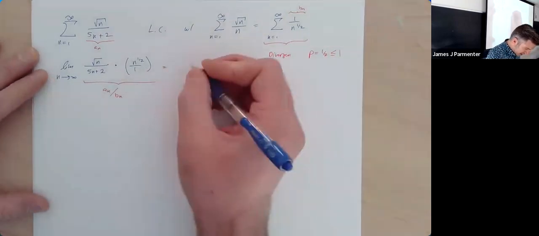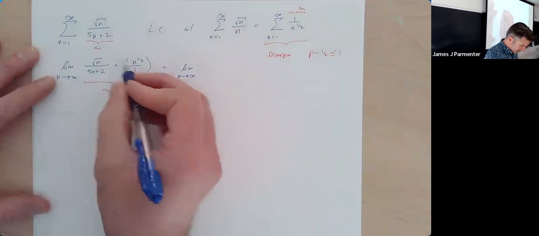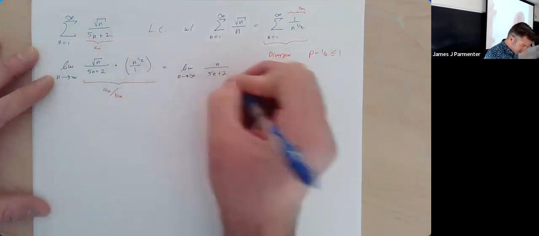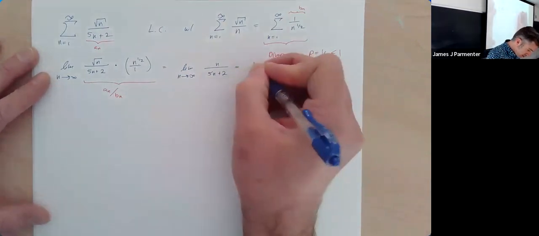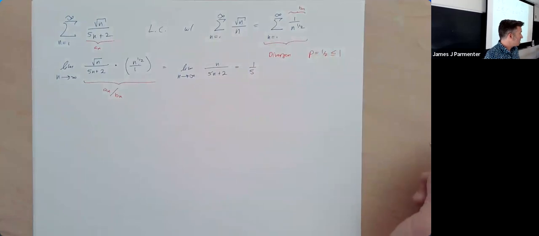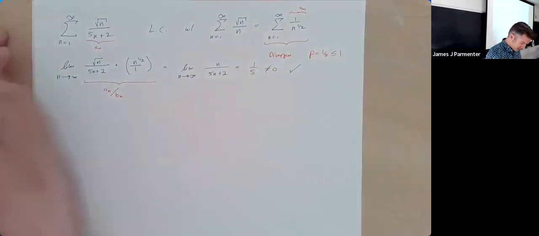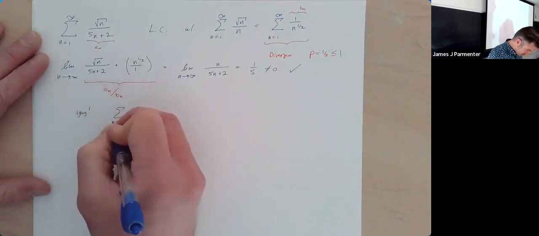And here the same thing ends up happening. We get the limit as n goes to infinity. n to the 1/2 times n to the 1/2 is just n over 5n plus 2. And you're going to get a limit of 1/5, which is not 0. So we're good to go. We're trying to show divergence. The only limit that's not good is 0. So since this is not 0, we're on top. We say, yay, our series diverges.